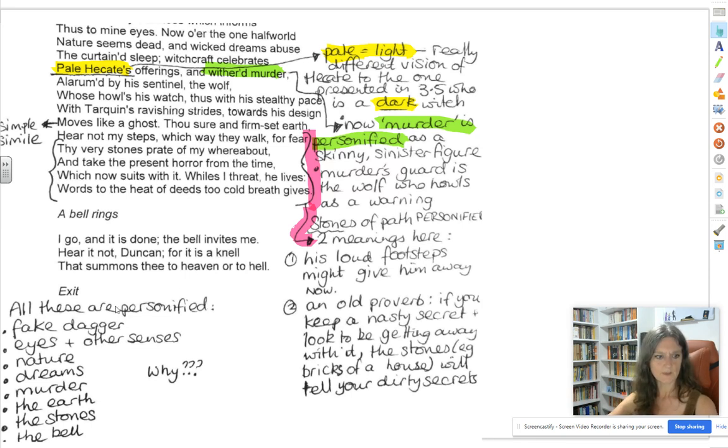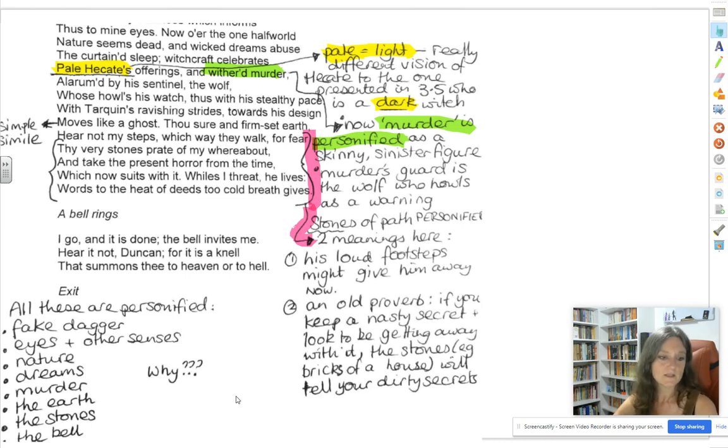In the soliloquy, Macbeth personifies all of these things. He personifies the imaginary dagger. He personifies the eyes and the other senses. He personifies nature. He personifies his dreams. He personifies murder itself, the very act of murder. He personifies the earth and the stones within the earth. And then he personifies the bell. The bell invites me. All of those things he personifies. Why does he personify everything?